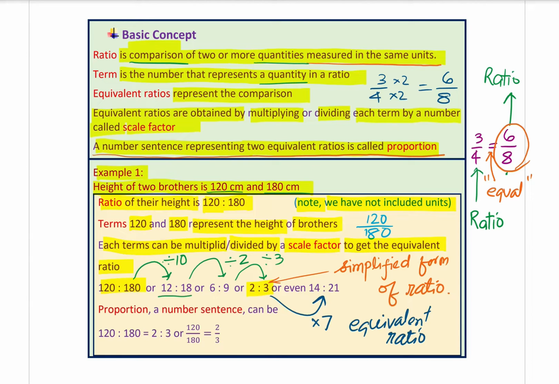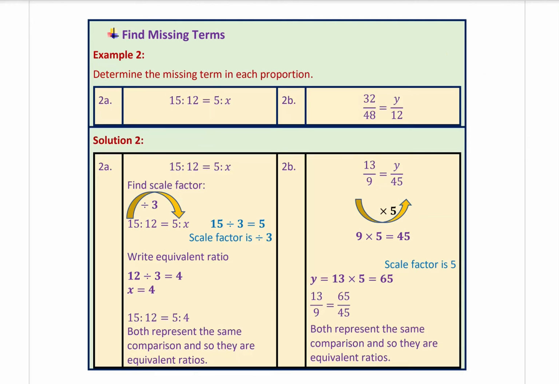Perfect. Now, how do you write proportion from what we already have? So proportion is a number sentence and that can be written as 120 is to 180 is 2 is to 3. You can just equate, right? Or you could write in the fraction form. So that becomes a proportion. Correct? So this is proportion or this is proportion. So when you have equal to sign, then it becomes proportion, correct? So ratios connected with equal to sign. So I hope the concept is clear. Let's move and solve some questions.